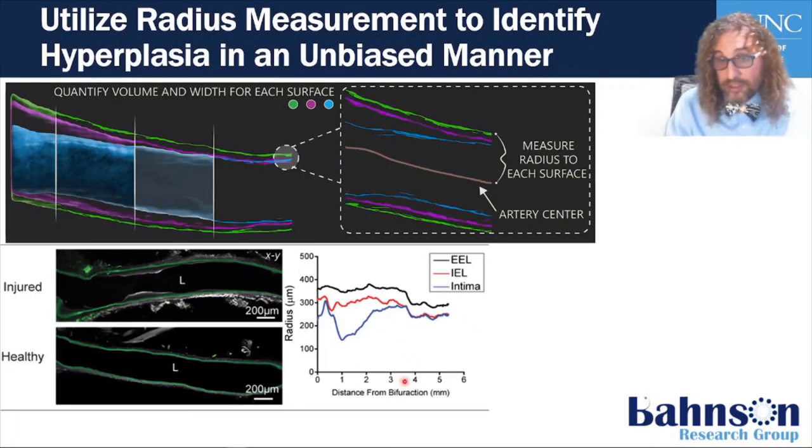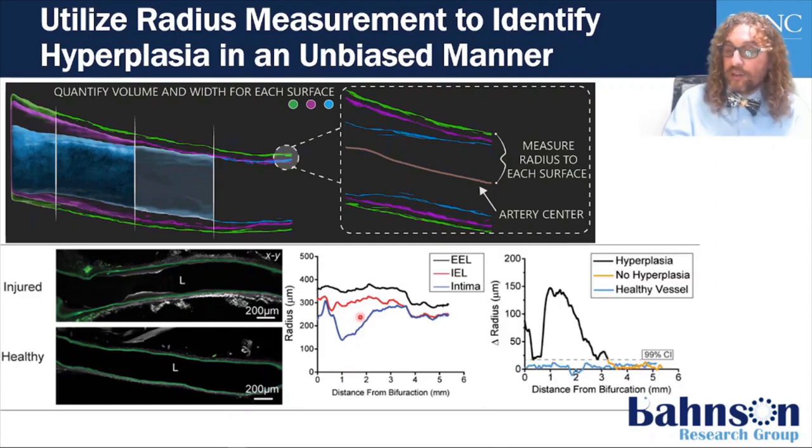trace these plots, where 0, 0, the origin here, is the bifurcation between the internal and external carotid, and the distance here is into the common carotid. And we can see that the difference between the intima and the internal elastic lamina would be the average thickness of neointima at that particular distance. So calculating this delta radius, we can create this other plot where you can see actually the topography of neointimal hyperplasia and see where there is lesion.